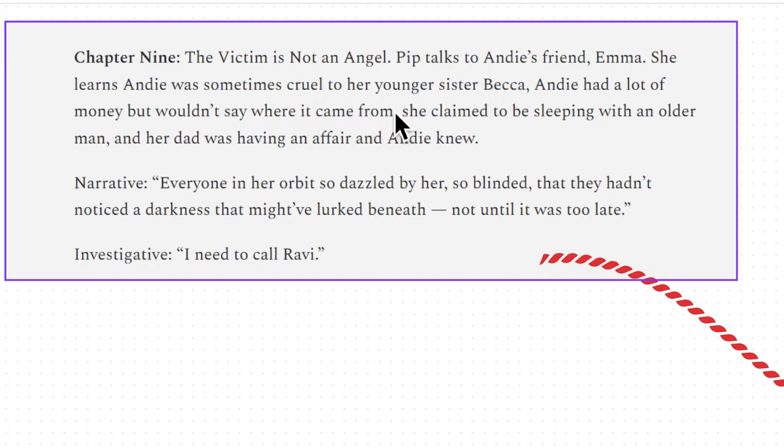So Andy was sometimes cruel to Becca. There's one bit. Andy had a lot of money, wouldn't say where it came from. That's the drug dealer line of investigation. Sleeping with an older man, that will eventually lead to Mr. Ward, but that's another thread of investigation. And then the dad having an affair, that is another thread of investigation.